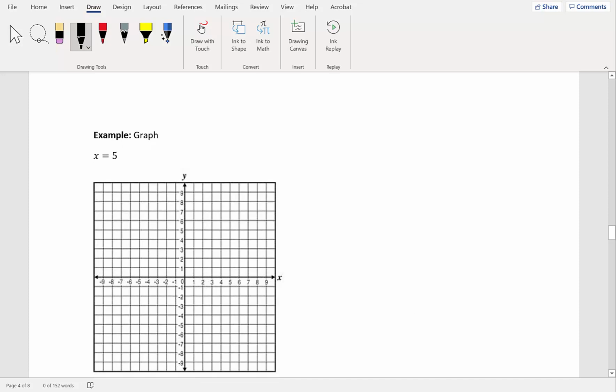Now for this particular problem, we have x is equal to 5. So since it's just x equal to some number, there's no y's in the equation, you're going to go where x is equal to 5. So x is equal to 5 right here. And now you're going to draw a vertical line there. And now we have our graph.